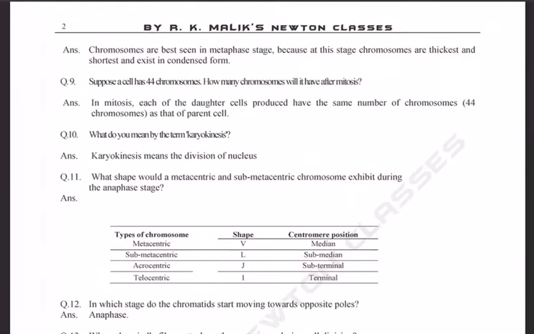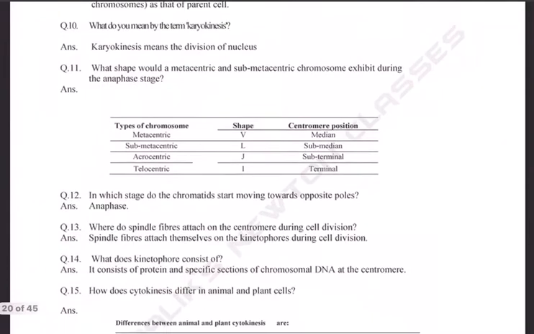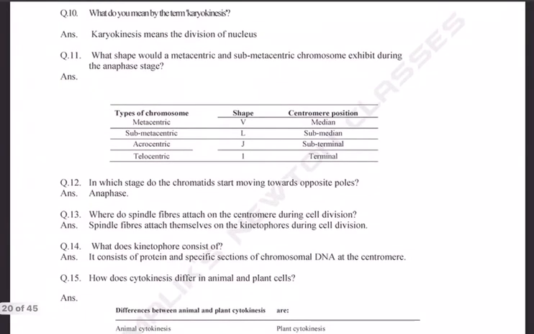Next, what shape would a metacentric and submetacentric chromosome exhibit during the anaphase stage? Of course, it depends on the type of chromosome. Metacentric will be V shape, submetacentric L shape, acrocentric J shape, and telocentric I shape.